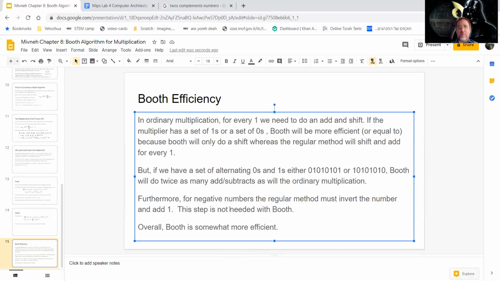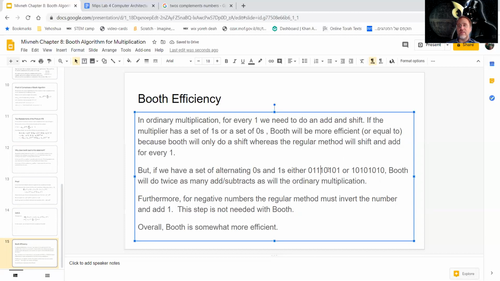But according to this statement, I have to do some special manipulations if I've got a negative number, and in Booth I don't. So overall, Booth is somewhat more efficient. I'm not sure I'm convinced, because it's certainly more efficient if there's lots of ones that are next to each other. And how often does this worst case scenario happen? It's not going to be like this. A normal case will be something like this. There'll be some ones together and some alternating.